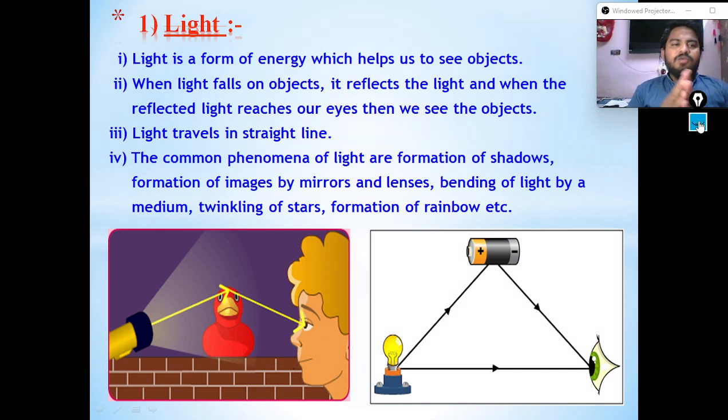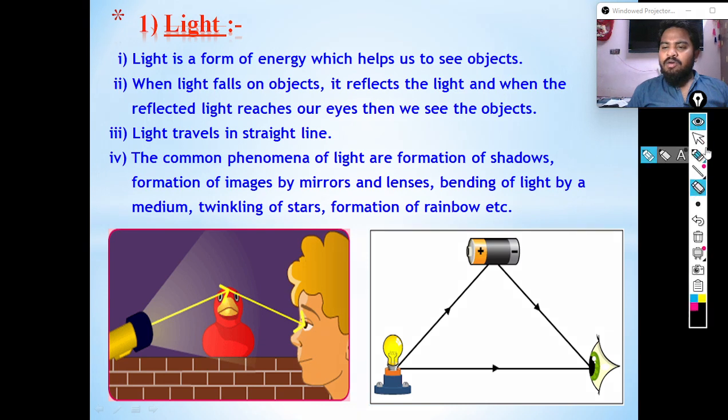Now let's get started. In this universe there are many types of energies. The first one is light. Light is a form of energy that gives us a sense of vision. It helps us to see objects, right? Wondering how light makes us see objects? When light falls on any object, it reflects, and that reflected ray will reach our eye. Then we are able to see that particular object.